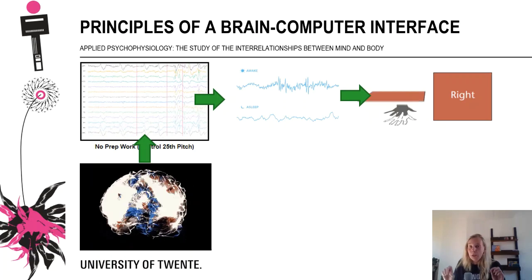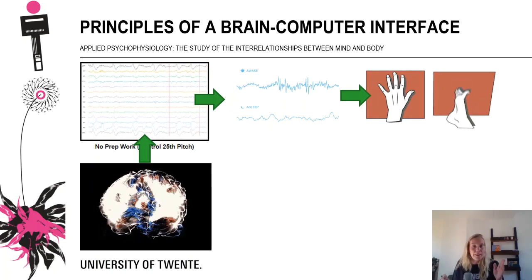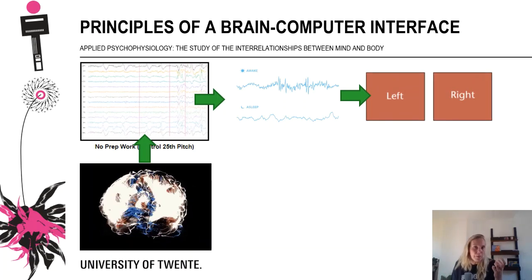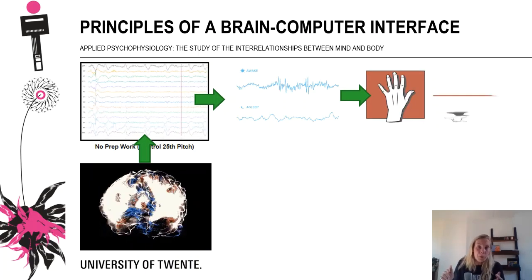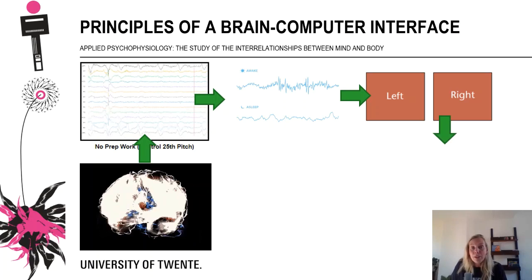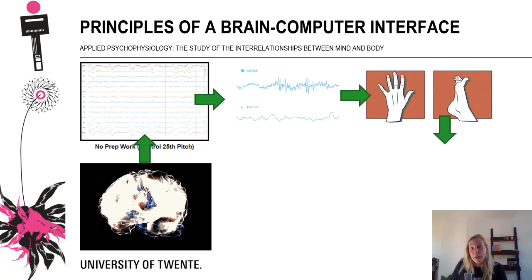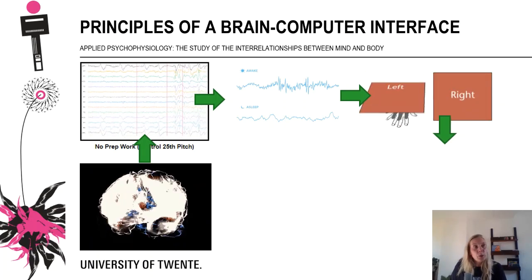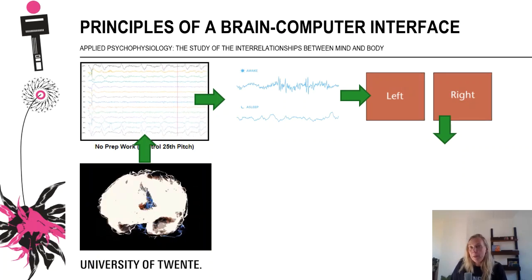And if we can do that well, so if we can predict, is this person thinking about hand movement imagery or about foot movement imagery, then we can also send commands to an application. And in the next week, I also tell you about different kinds of application.